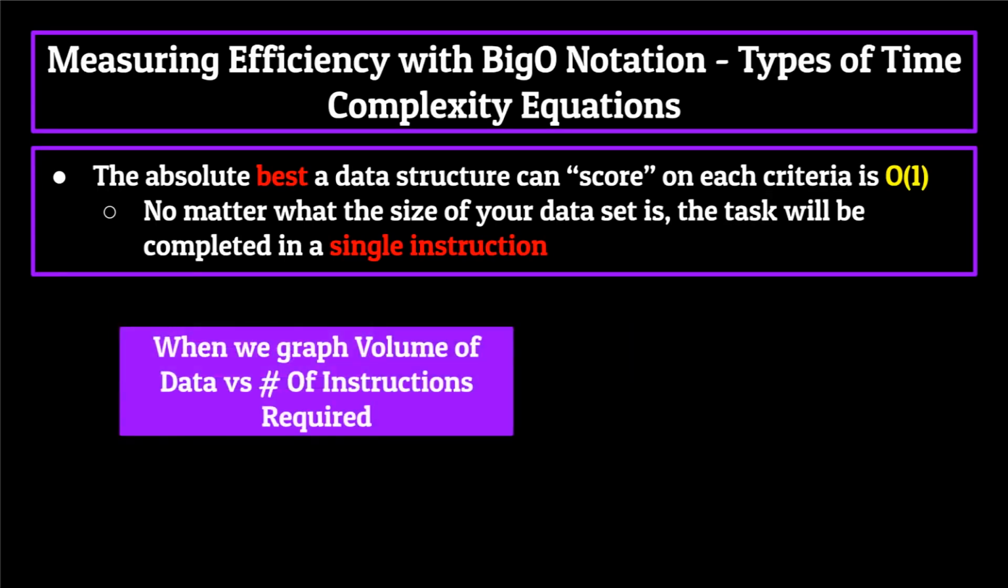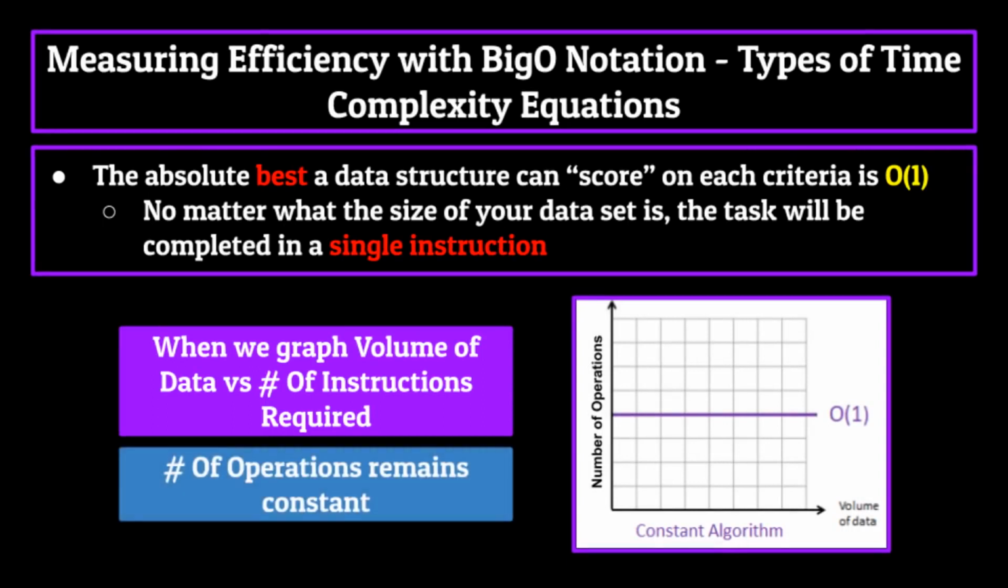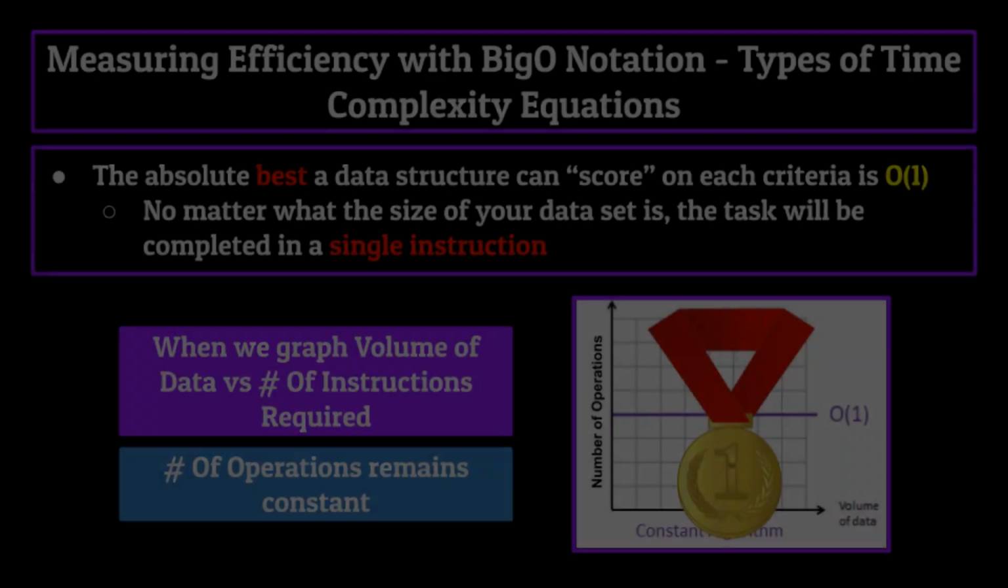This is why when we look at the graph of volume of data versus instructions required for O of 1, the line remains constant at 1. No matter the volume of data stored within the data structure, the computer can complete that task in a single instruction, whether it be accessing, searching, inserting, or deleting. O of 1 is the gold standard, absolute best, top of its class time complexity equation. It is basically the Michael Jordan of BigO notation when it comes to time complexity equations.